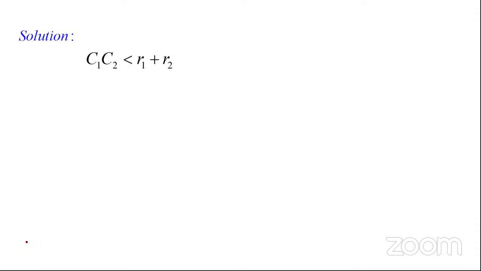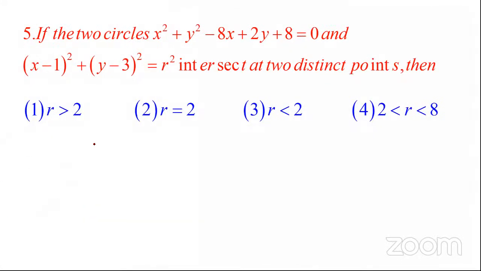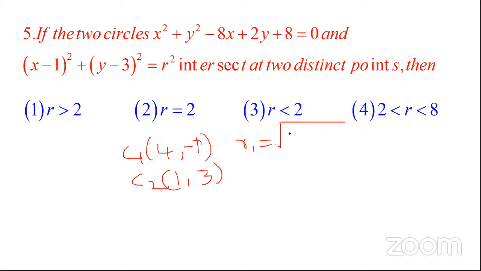So C1C2 equal to R1 plus R2 here. So option 4 is the correct one. Here, observe this C1C2. What is the C1C2 value here? C1 value is nothing but 4 comma minus 1. C2 value is 1 comma 3. And the R1 value is nothing but under root 4 square, 16 plus 1 minus 8. So 17 minus 8 is nothing but 9, root 9 is nothing but 3. So this R2 is nothing but R.